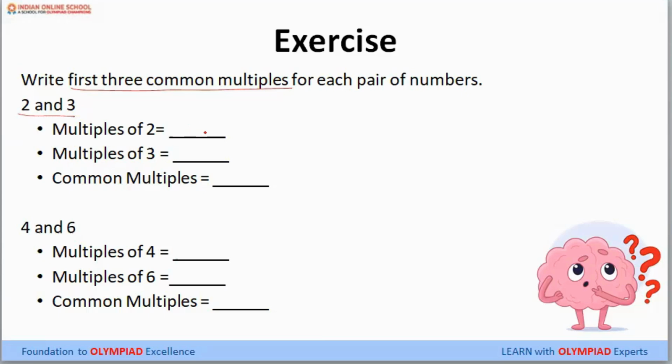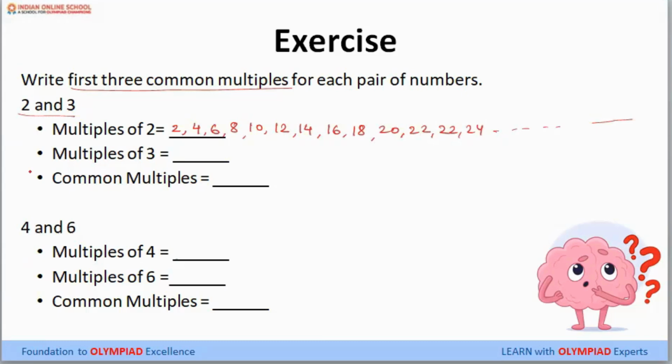2 ones are 2. 2 twos are 4. 2 threes are 6. 2 fours are 8. 2 fives are 10. 2 sixes are 12. 2 sevens are 14. 2 eights are 16. 2 nines are 18. 2 tens are 20. And we can go further beyond that as well, correct? Because they will go till infinity.